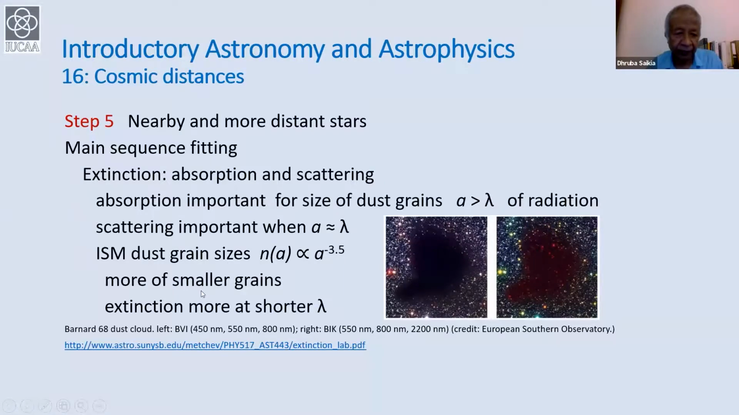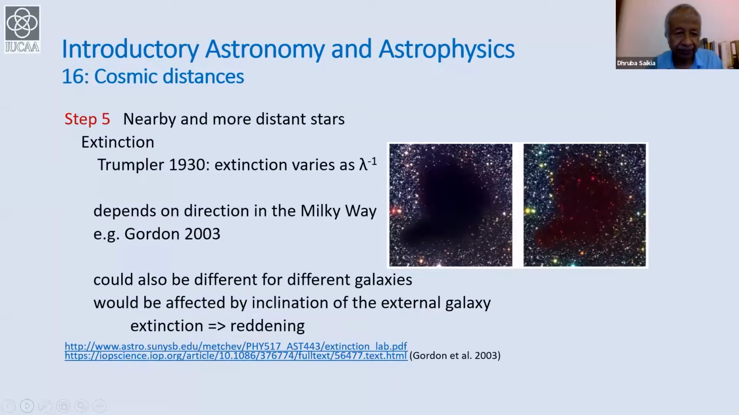Again, there are many more smaller grains, so extinction is more important at shorter wavelengths, and that is not very different from what you see when you look at scattering of sunlight by the atmosphere, where the blue light gets scattered much more than the red light. So extinction over a large region can be described as extinction varying as 1 upon the wavelength. There are peaks due to specific features, such as silicate grains, but roughly over a large range, it can be denoted by 1 upon lambda. And it depends on direction in the Milky Way.